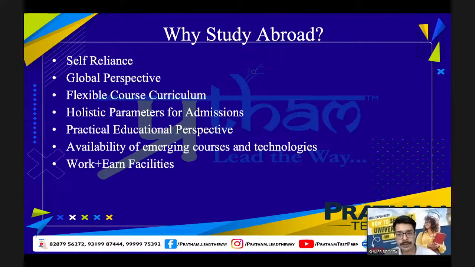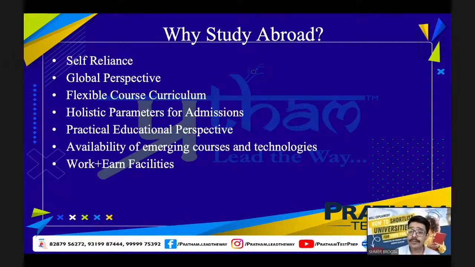There's a global perspective also. Now, what happens particularly is that when you go into, say, a country like the US or UK or Canada or Australia, there are people from different walks of life, different cultures that come into play. And then you start learning about different cultures. So it widens your horizons in life. It's very important for any student to have that kind of an education.